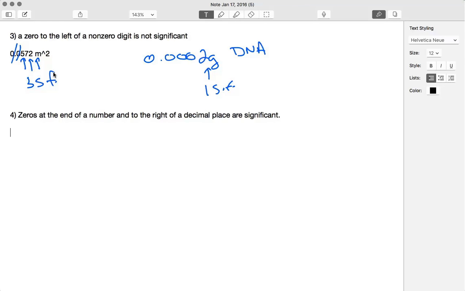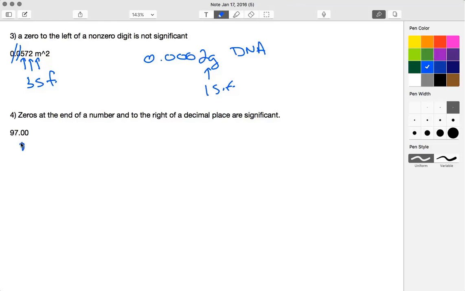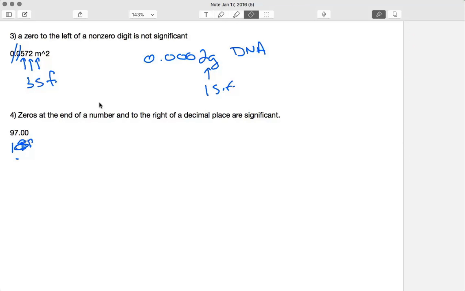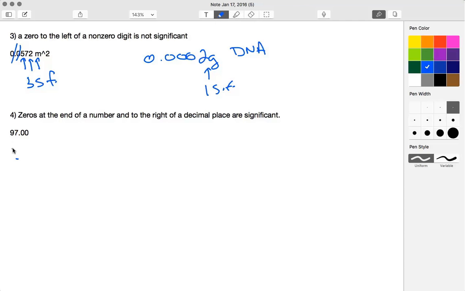So for example, if I were to write the number 97.00, is that significant or not? Well, we just said that these guys are significant. So this one is going to have 4 significant figures. I'll erase some of this so you can see it more clearly. This one has integers, so integers are always significant. 1, 2, 3, 4. You have 4 significant figures.